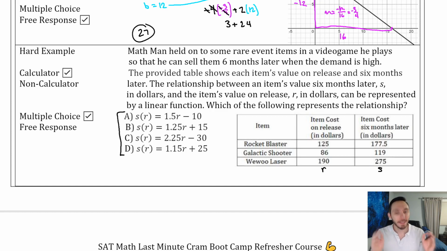This situation is ridiculous. Look at the names of these items. What is a wee-woo laser? Doesn't matter. And you're going to see a ton of these, both on the SAT and on this with me. So what is it really asking you to do? Simply come up with an equation that represents this scenario.